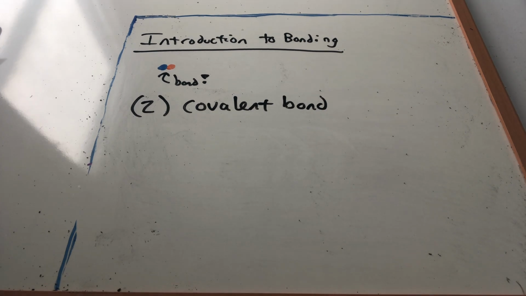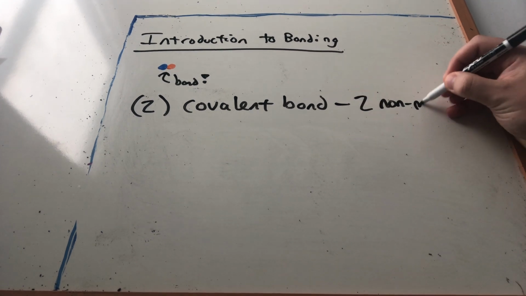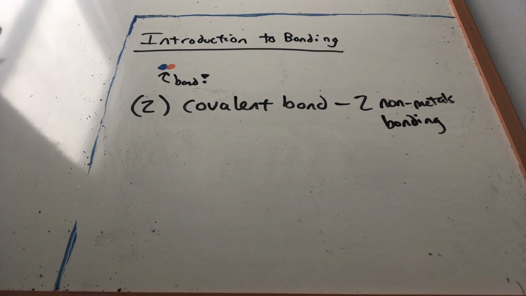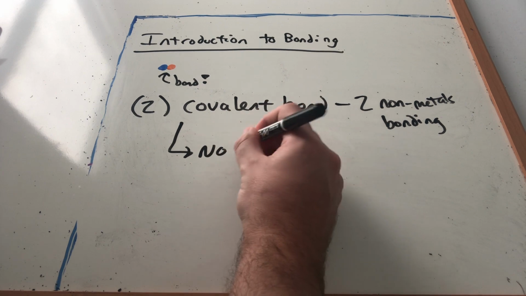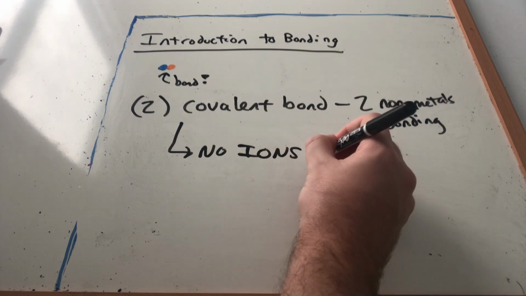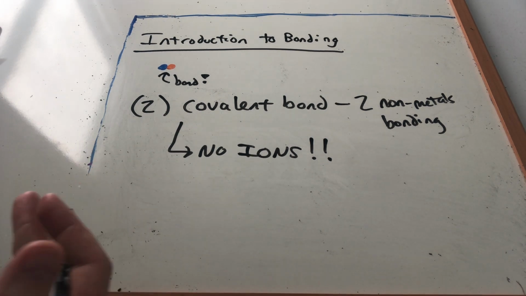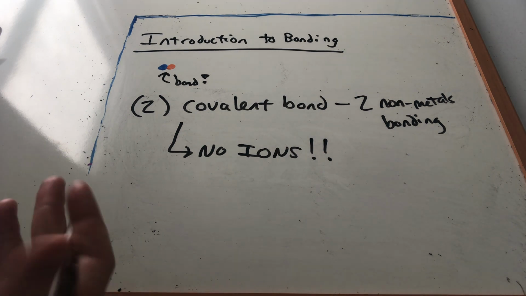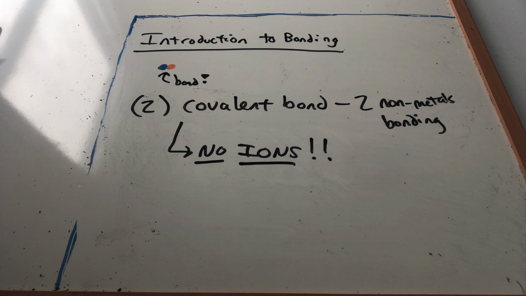All right? So this occurs when two nonmetals interact with each other, when two nonmetals bond. And here's the thing with a covalent bond. There are no ions, all right? So even though we know information from the periodic table about what the halogens might be in terms of their charge and what oxygen's group might be in terms of their charge, there are no charges here. It's a different type of bond.